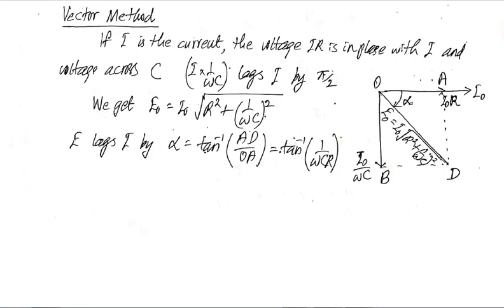From this diagram, tan alpha is equal to AD by OA. What is AD here? AD is 1 by omega C, by OA is R. So I0 by omega C by I0 R. I0 gets cancelled. We get 1 by omega C R. So the same result can be obtained by vector method.